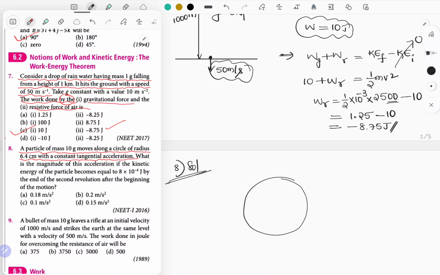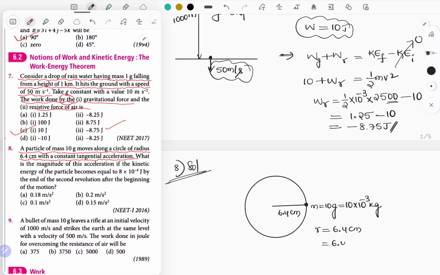Okay. So whenever you come across a question, first of all try to write down the diagram. Mass of this particle is 10 grams. Convert it into kg, that is 10 into 10 power minus 3 kg. What is the radius of this circle? The radius is 6.4 centimeter. That radius you can convert in terms of meter, that is 6.4 into 10 power minus 2 meter.